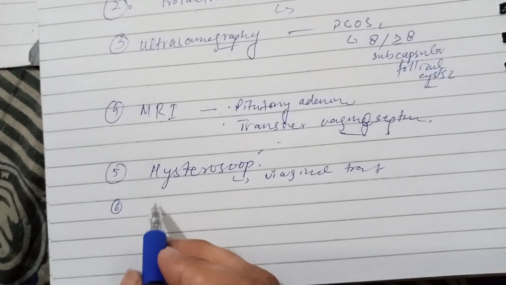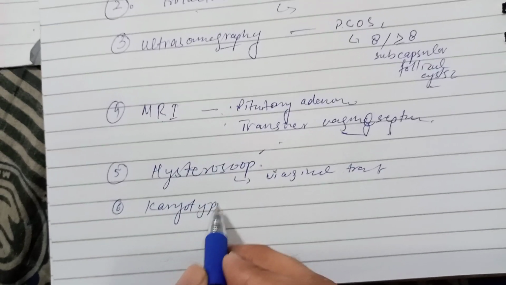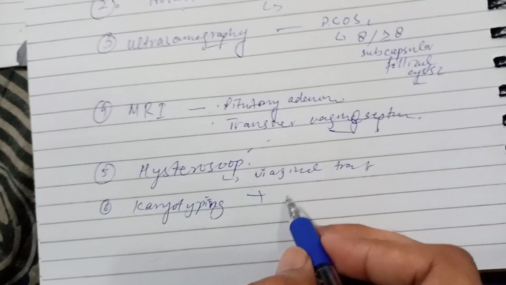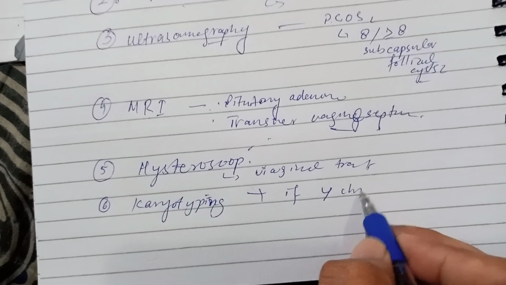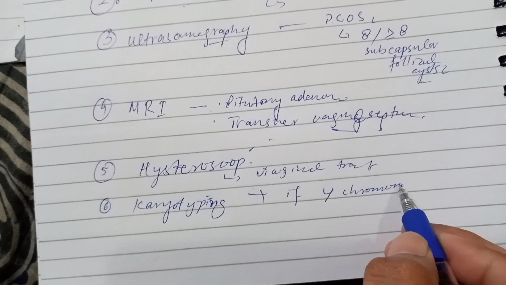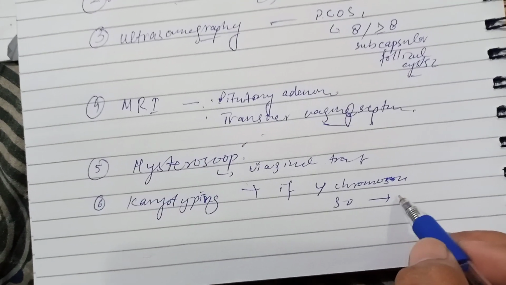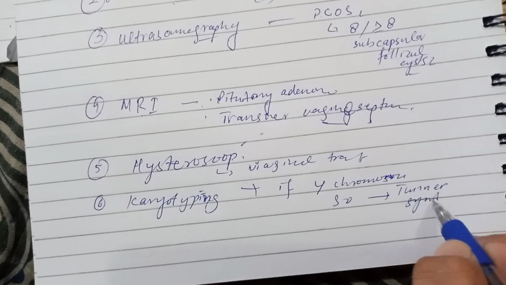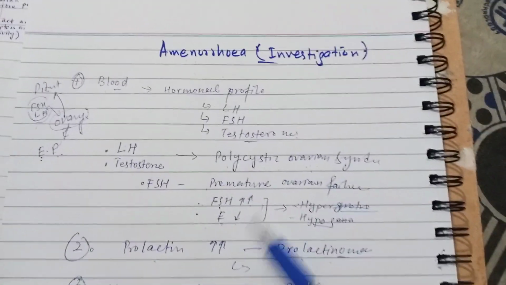And the last one is karyotyping. We can also do it to confirm the amenorrhea if there is a Y chromosome present, and to rule out Turner syndrome. So these are the investigating strategies to find out the cause of amenorrhea.